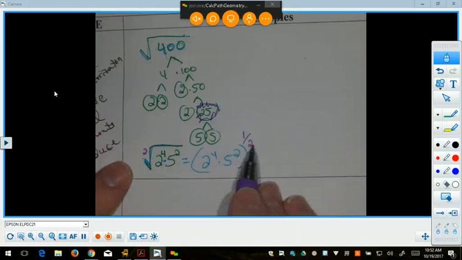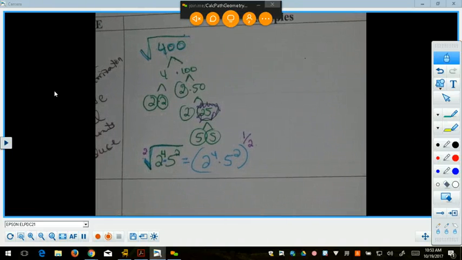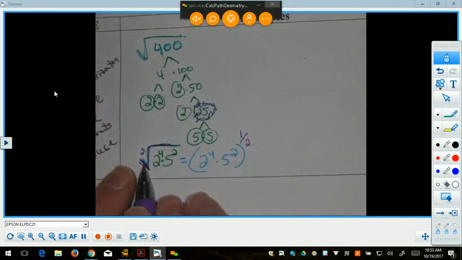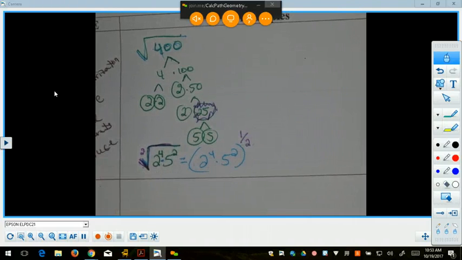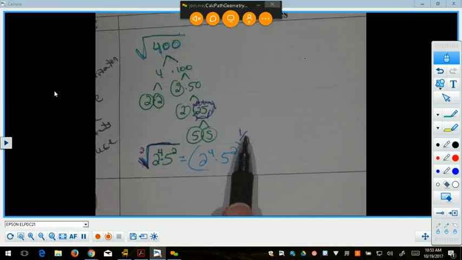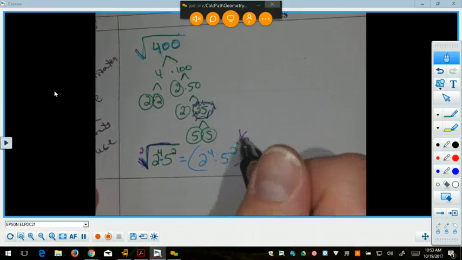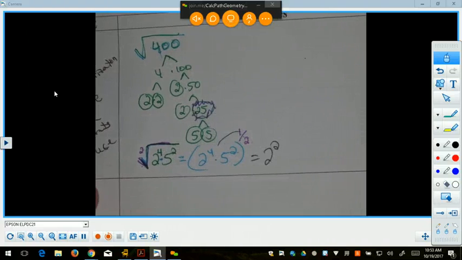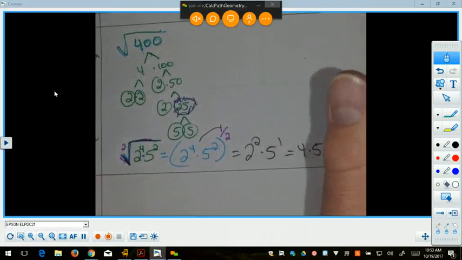The number there would be 2. So this is really an exponent of 1/2. Remember, we just talked about this. Taking the square root is the same as raising the number to the 1/2 power. It's fractional exponents. That's what that means. What do I do when I have exponents on top of exponents? Multiply them. What's 1/2 times 4? 2, so that's 2 squared. What's 1/2 times 2? 1, so that's 5 to the first. So this gives me 4 times 5, which is 20.